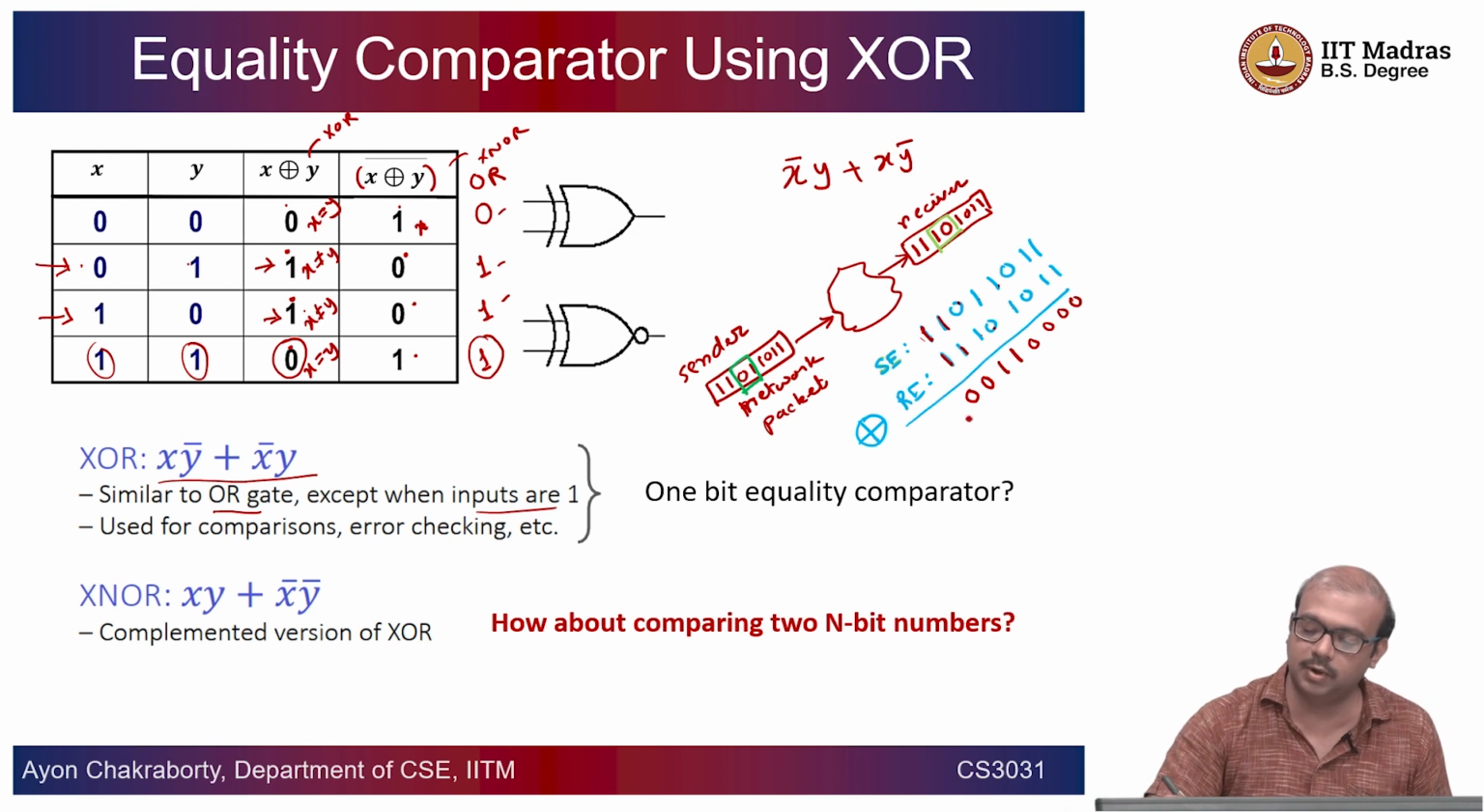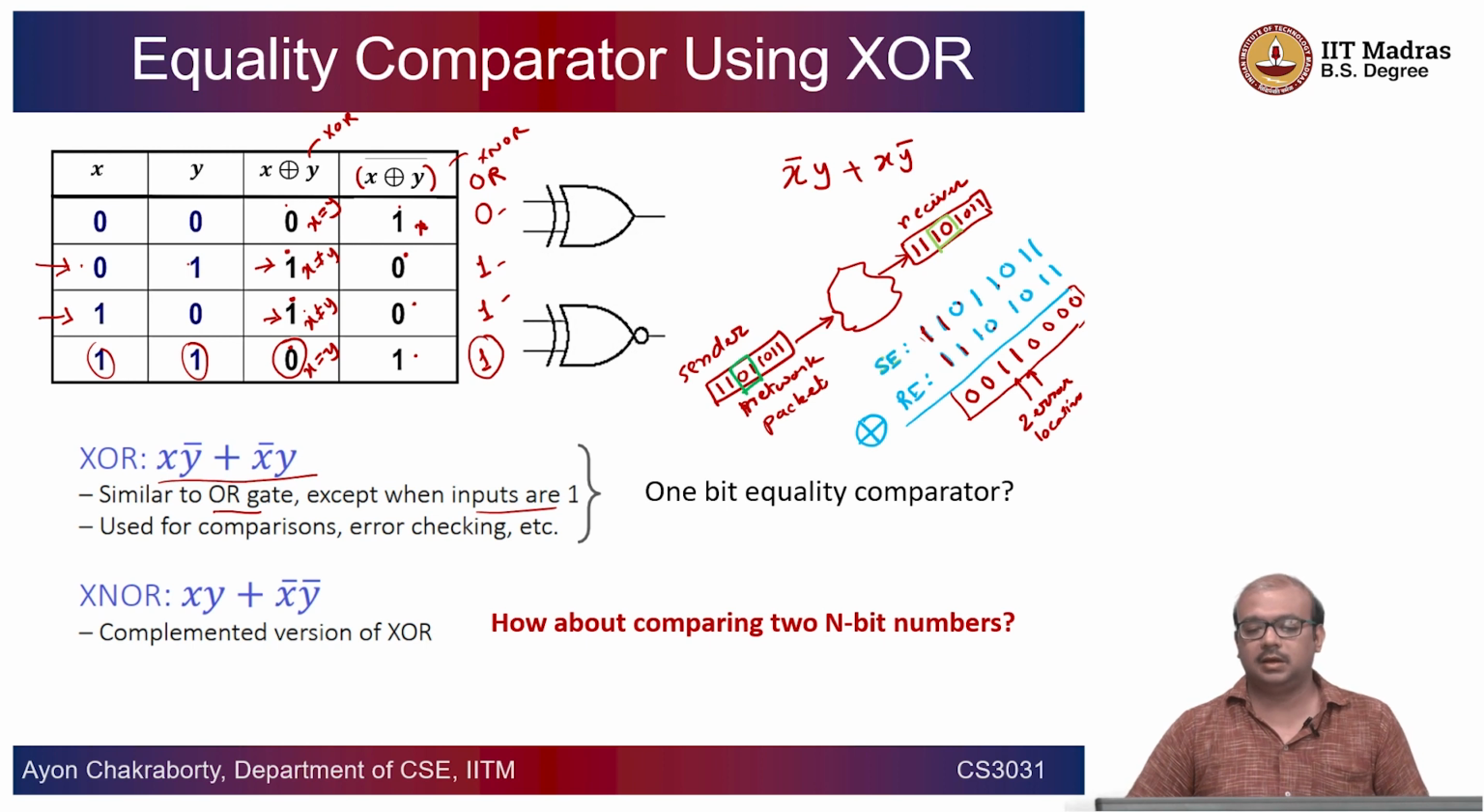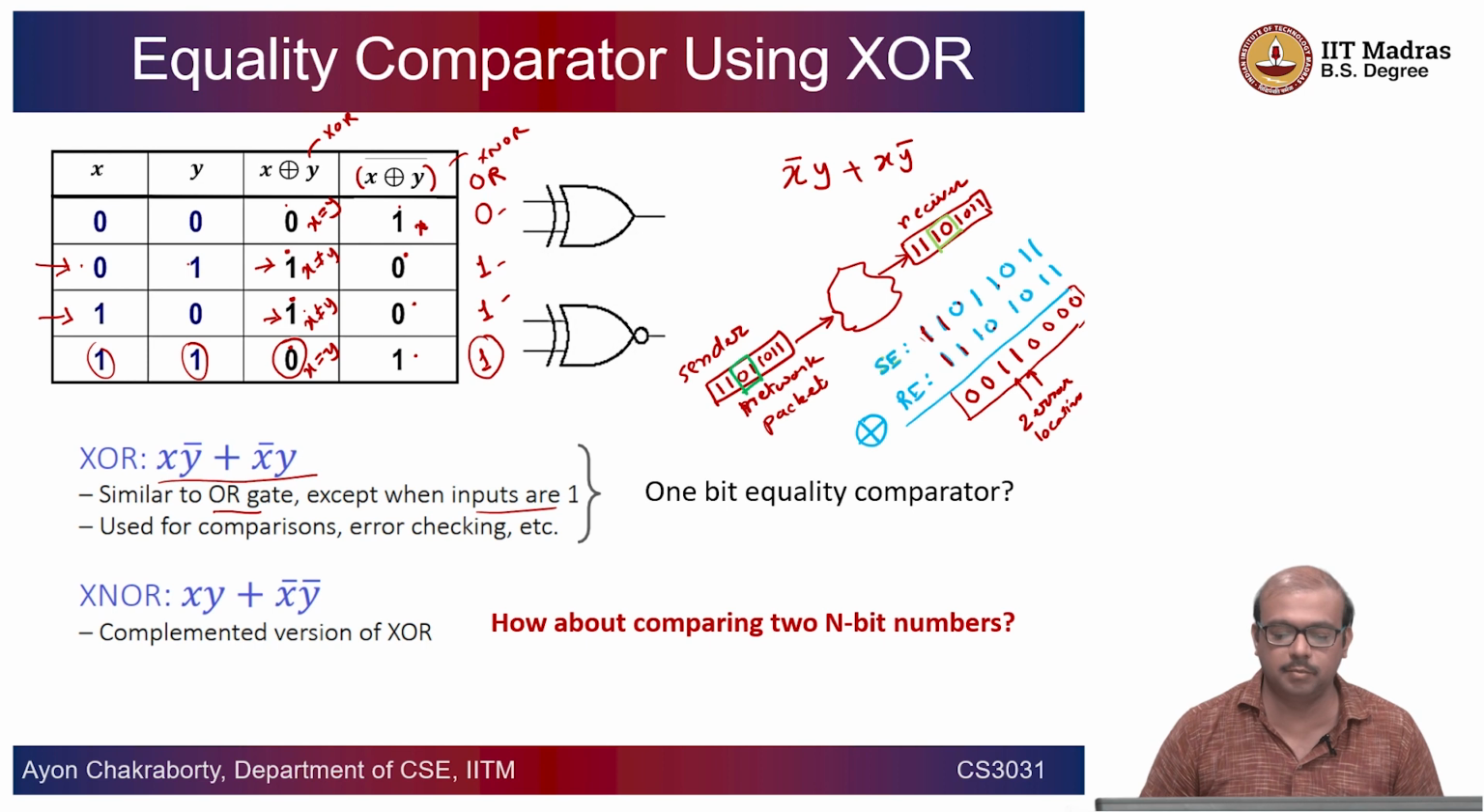If you now look at this particular value, you can see that out of these 8 bits you have 2 ones. These are the 2 error locations. I just gave you a very simple example to understand that XOR is a very important function. It could be used for pattern matching, comparison, equality checks, error checking and so on.